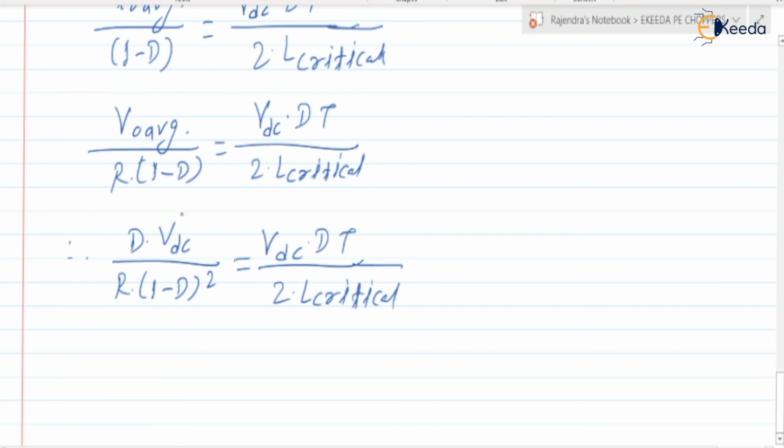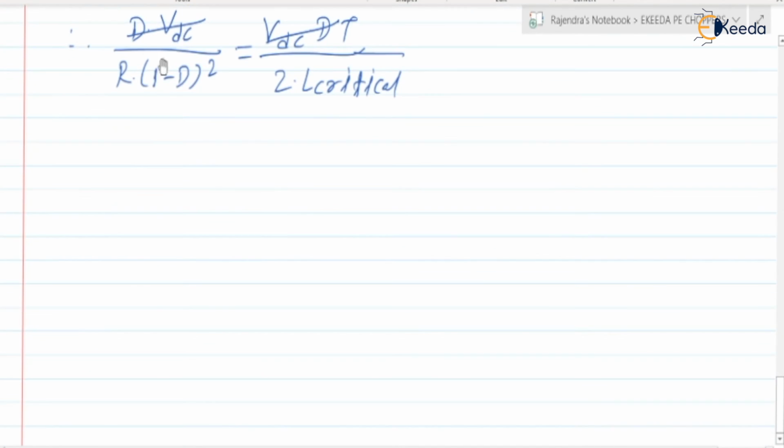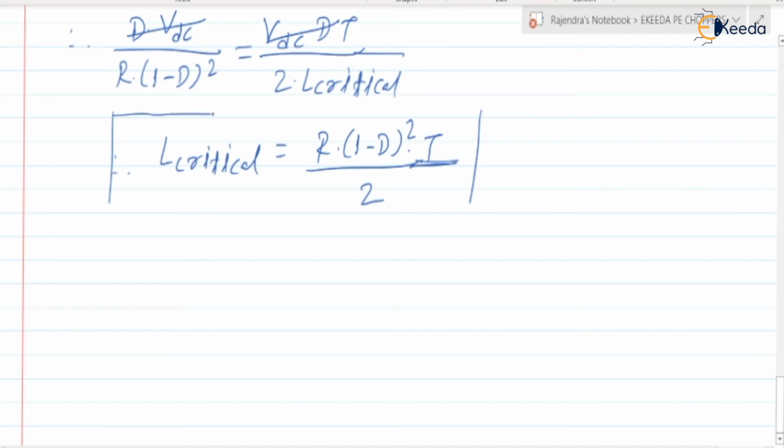Okay, so now we can write it as, yes, VDC, VDC will get cancelled. So therefore from this we can write L critical is equal to R into (1 minus D) square into T divided by 2D. Okay, this is the expression for L critical, that is the critical value of inductor. It means the inductor current is just continuous, right?